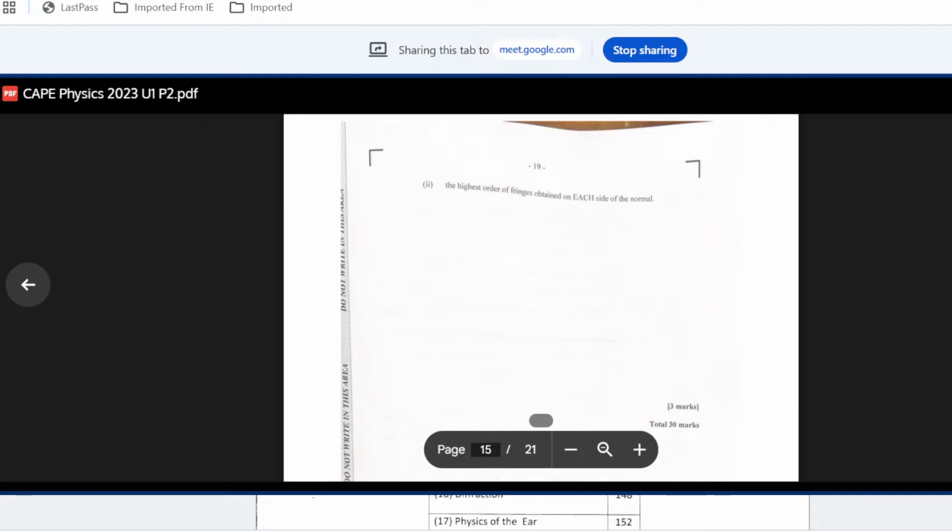360. No, not it. 360 would mean it's going back towards the center. So no, not 360. 180. So it'll be 180. No, still not 180.